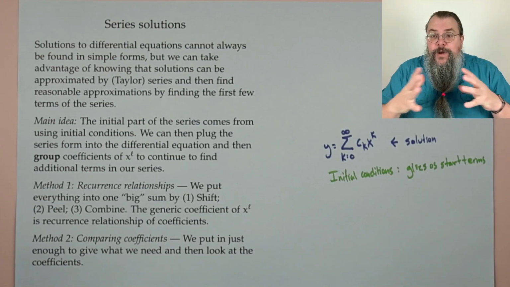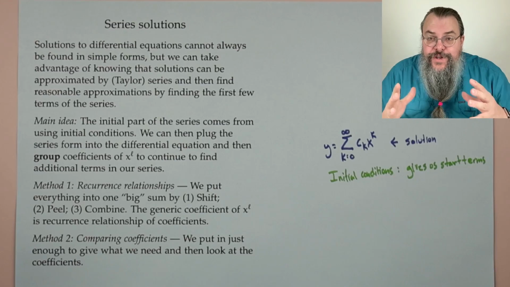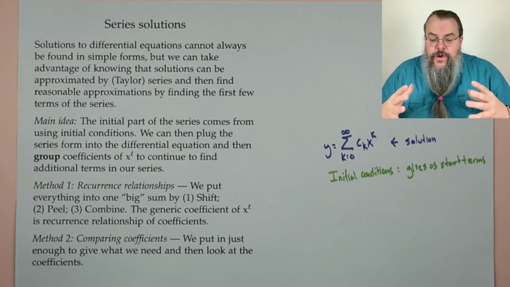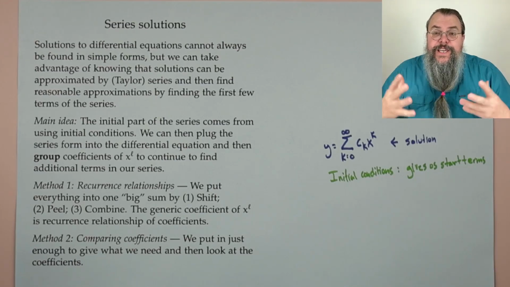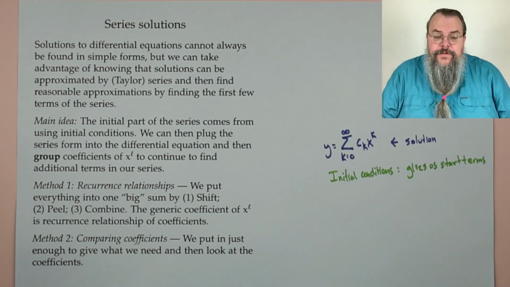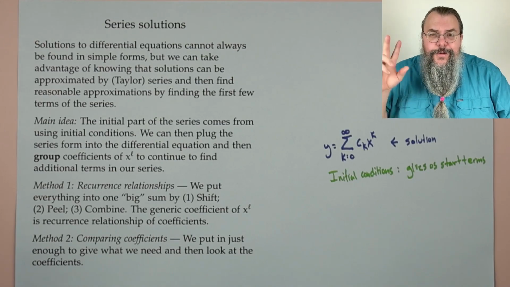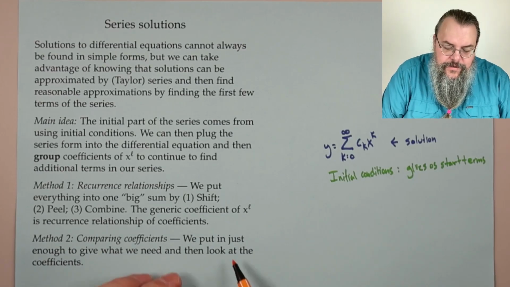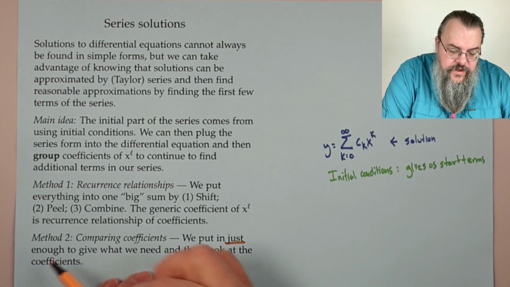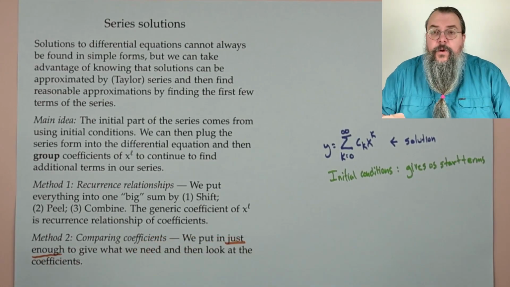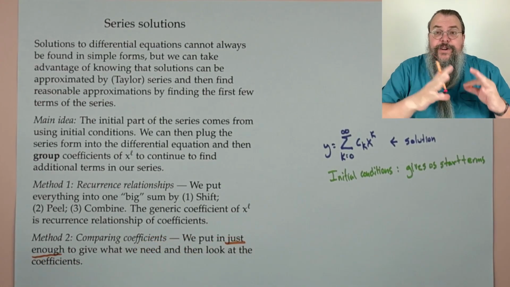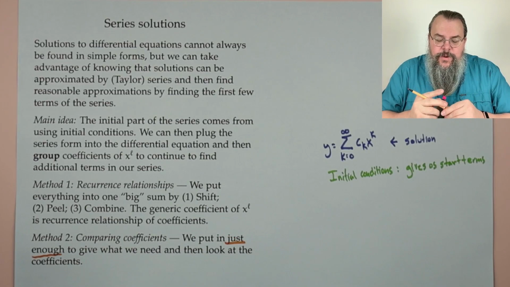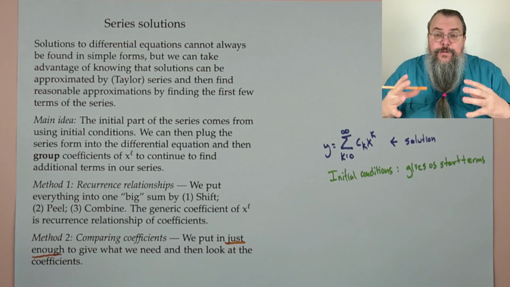So we say, look, if we're only after a few terms, what do we do? Well, we're going to put in just enough to give us what we need. Now you might say, well, wait, what do you mean by just enough? Because that's a little vague. Well, okay, so let's talk about just enough. Again, our goal is to compare coefficients. And so we want to have enough coefficients to get what we want.